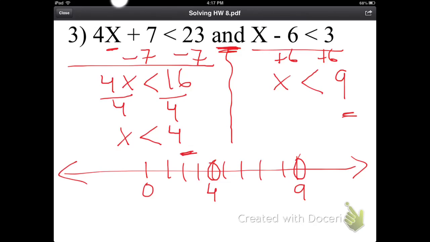And you notice for both of these we're going to shade left. So 4 is going to go to the left. Shade, shade, shade, left. And 9 is also shading left. Left, left, left. Shade, shade.